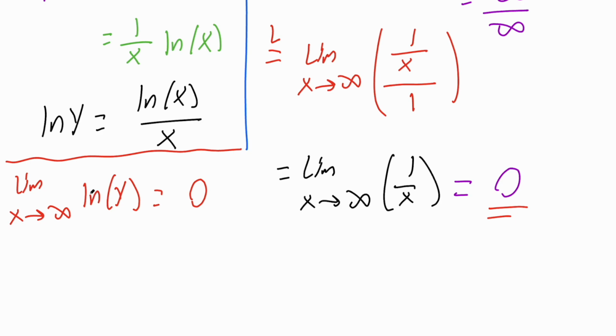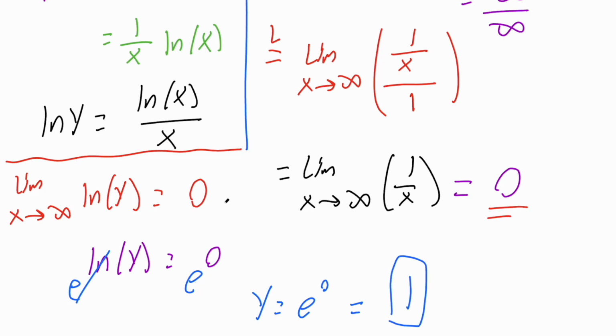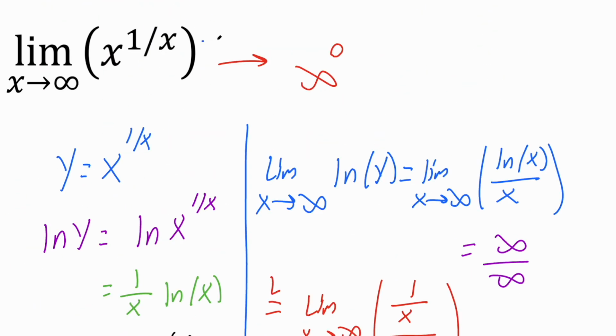But in this actual problem, what we want to find is y, because y represents x raised to 1 over x. And so what we need to do is get rid of the ln. So let's think about this. ln(y) is equal to 0. If I put an e right here and I put an e right here, the e raised to ln cancels out, and we get y is equal to e raised to 0, and e raised to 0 is just 1. And so our final answer for this problem right here would be 1. So the limit as x approaches infinity for x raised to 1 divided by x would give us 1. And that's all we need to do for this problem.